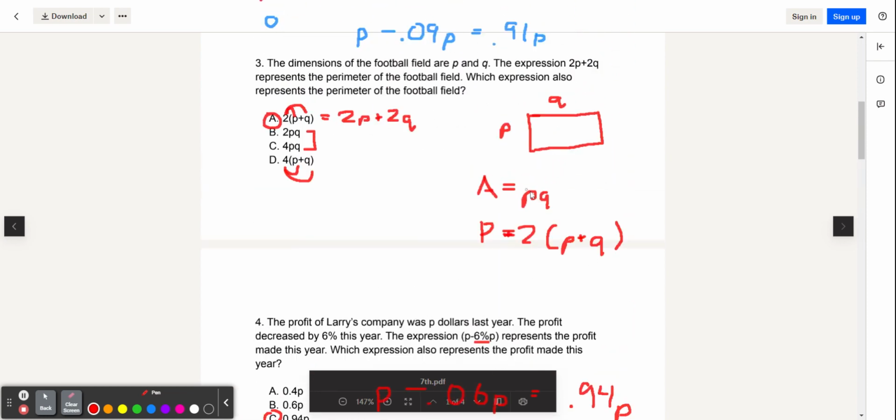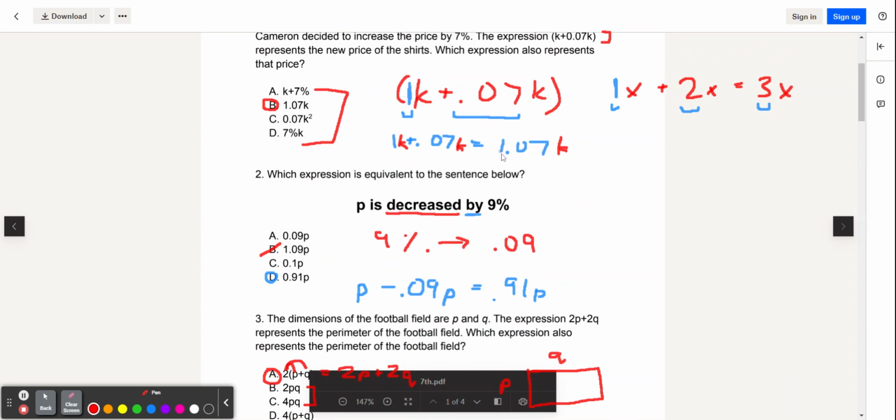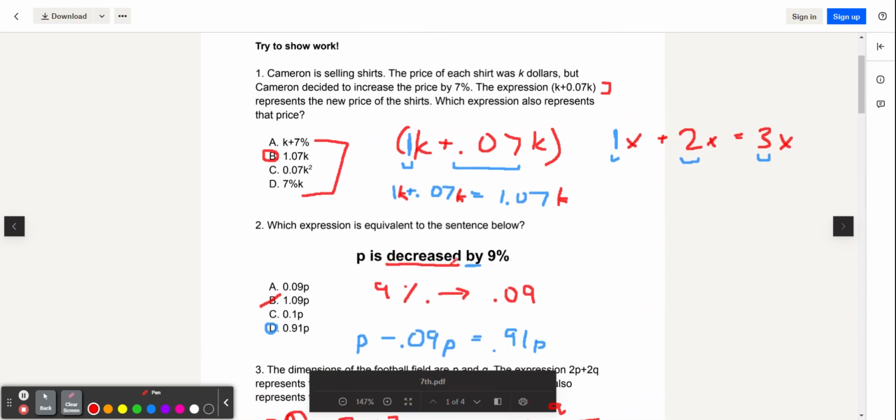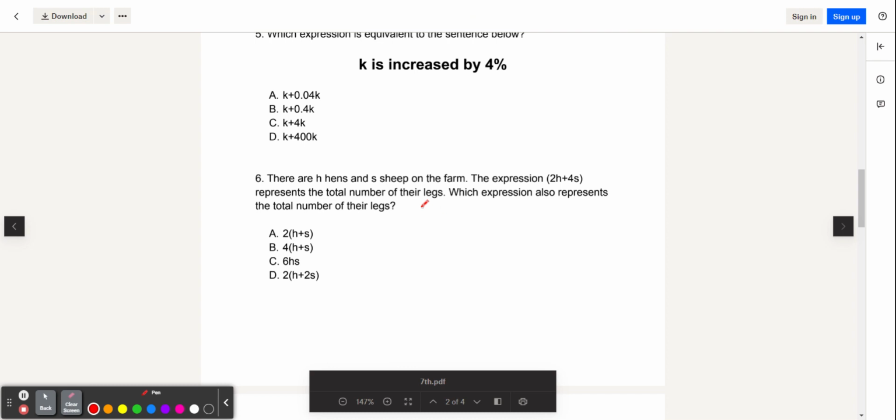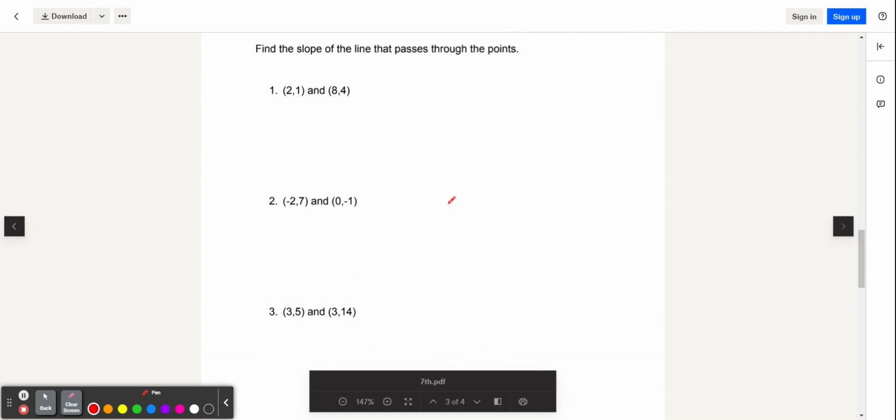5 is similar to number 2 and number 1 because it gives us what to translate into math, except instead of decreased, it is increased. I'll let you do 5 and 6 on your own.